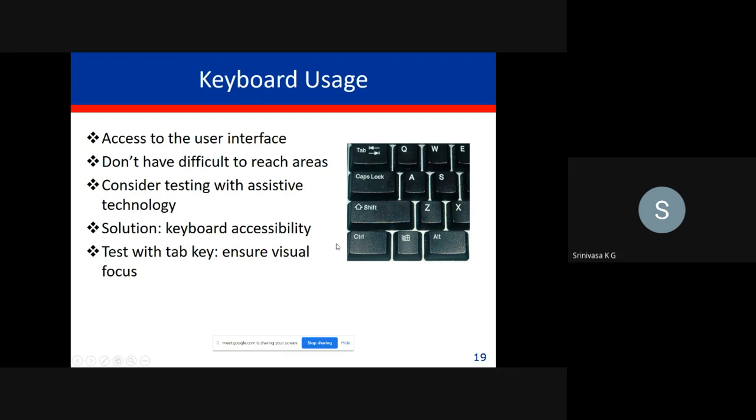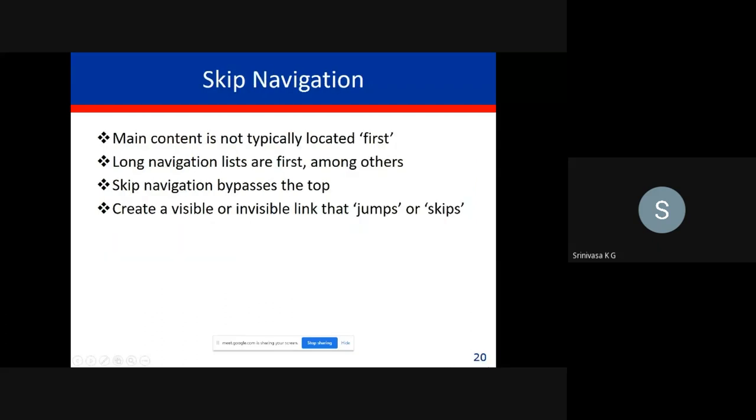So assume how the keyboard can be accessed, test with the tab key, ensure that the visual focus is visible. There are physical and thermal variations in the keyboard to enable even physically handicapped people to go through that. Similarly, in the navigation, the main content is not typically located first.